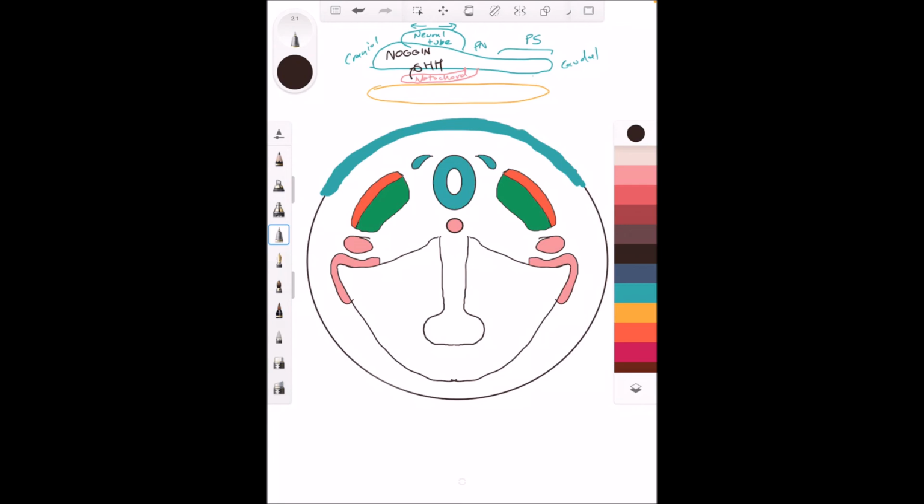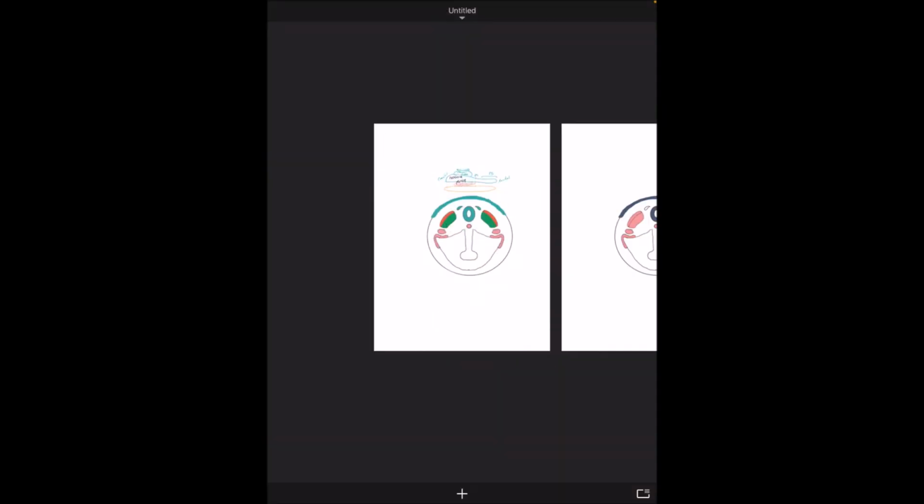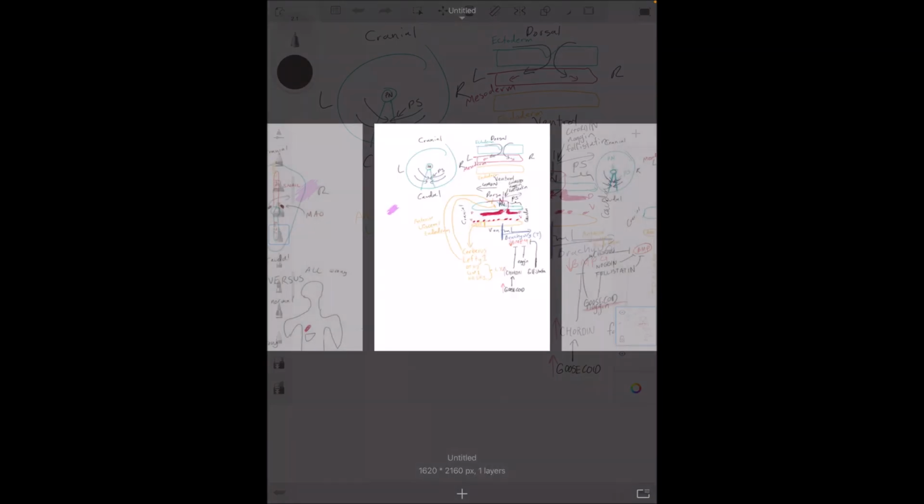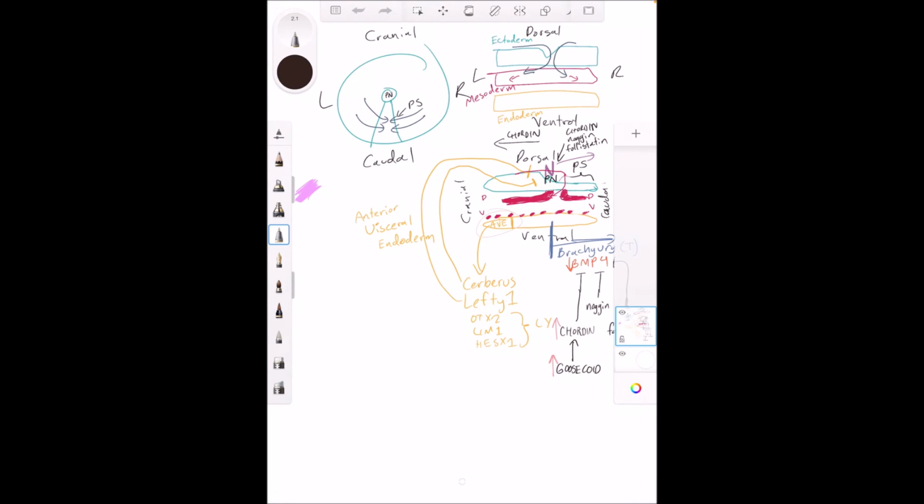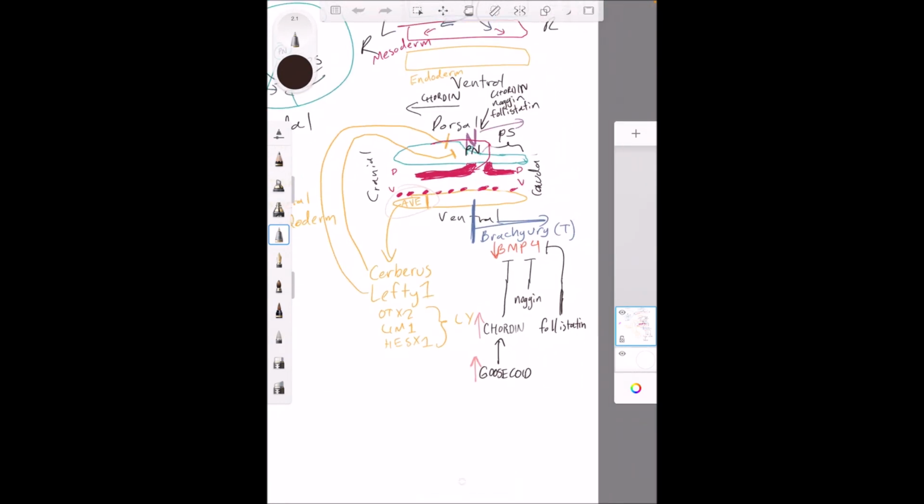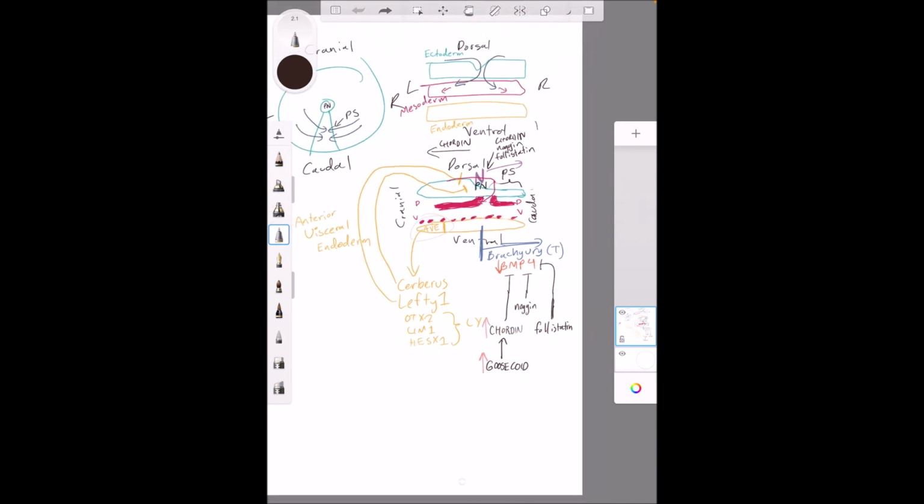Okay, yeah, noggin, chordin, and follistatin are all going to be inhibiting BMP4 so that you can form a head on the cranial side. So chordin, noggin, and follistatin, there they are. Those are three things that are expressed on the cranial side, but not on the caudal side.